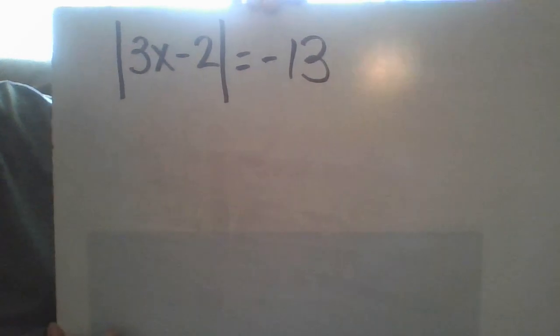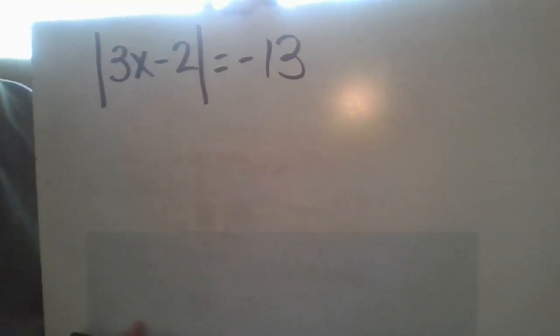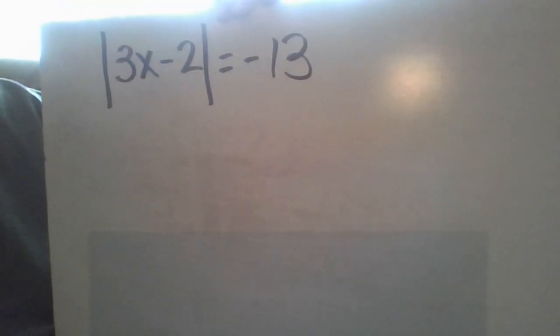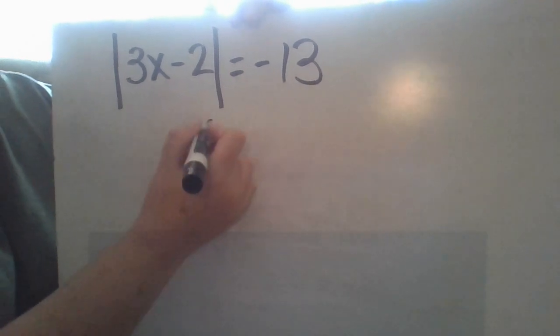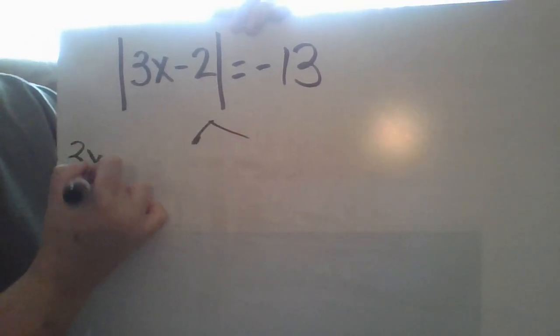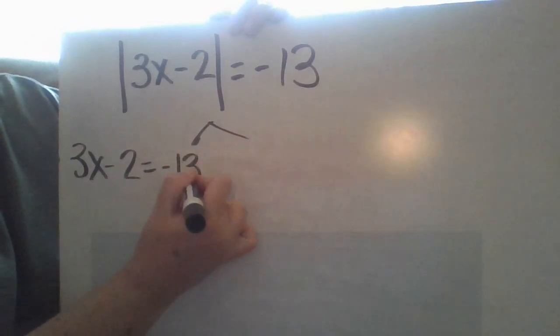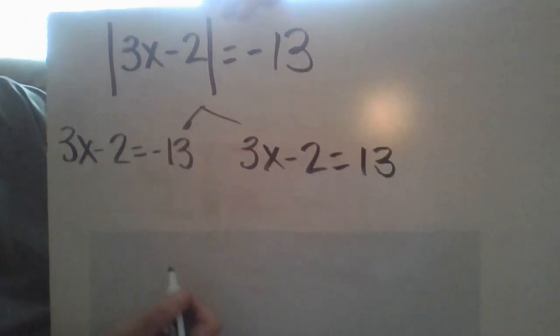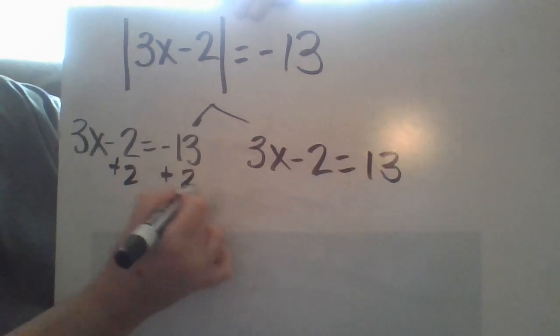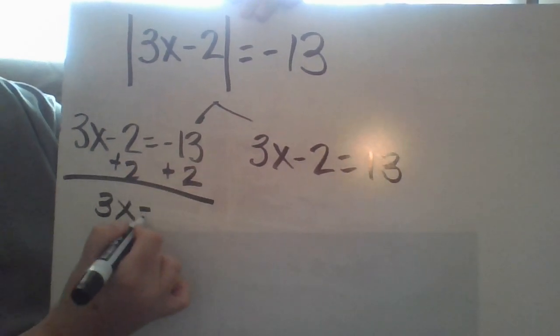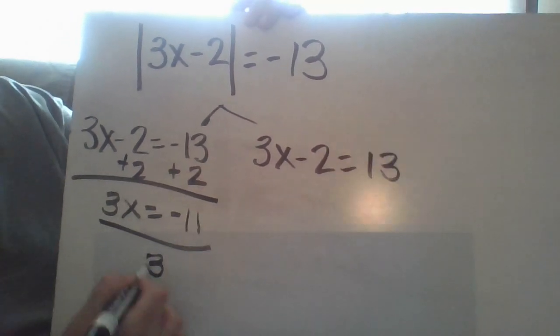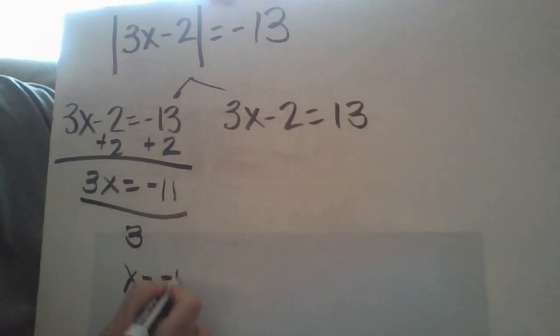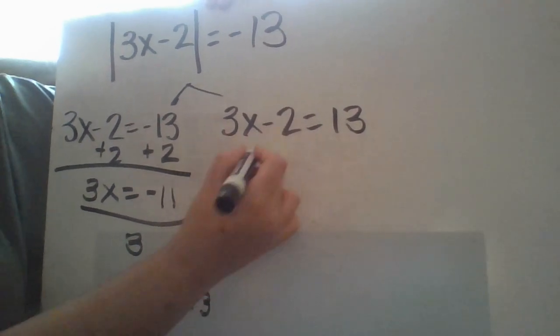All right, you can go ahead and pause me again if you'd like to try this one, but please come back for the answer because this one is a little bit different. On this one, if I go ahead and set it up, I've got 3x minus 2 equals negative 13, and 3x minus 2 equals positive 13. I'm going to add 2 to both sides, so 3x equals negative 11. Divide by 3 to say x equals negative 11 thirds.